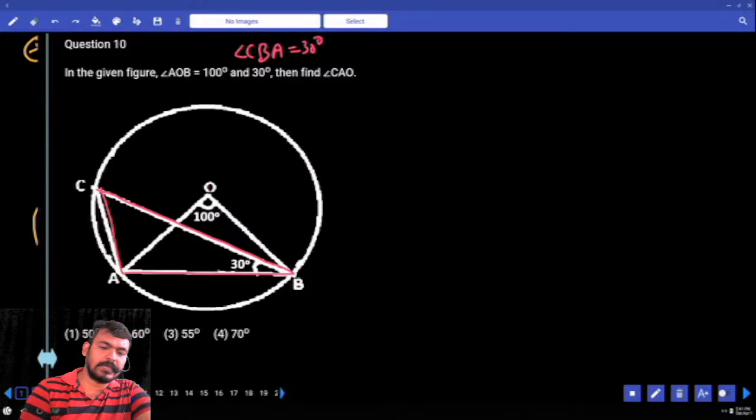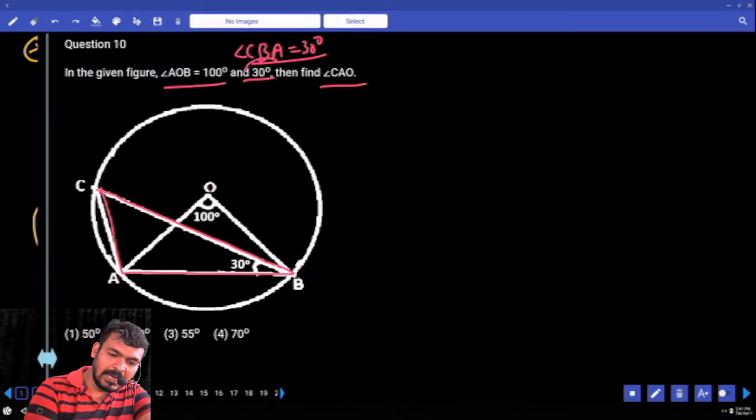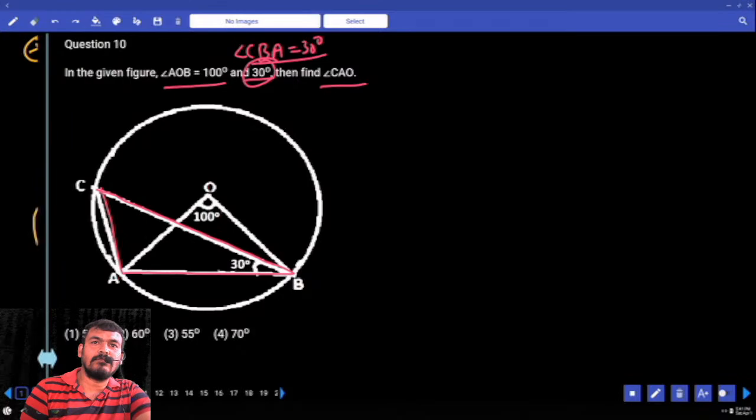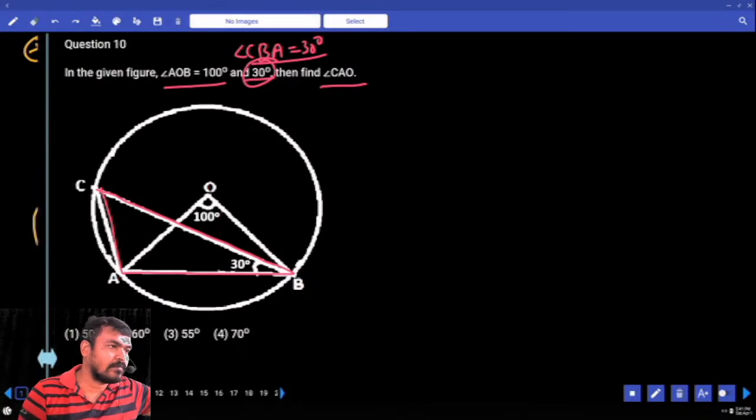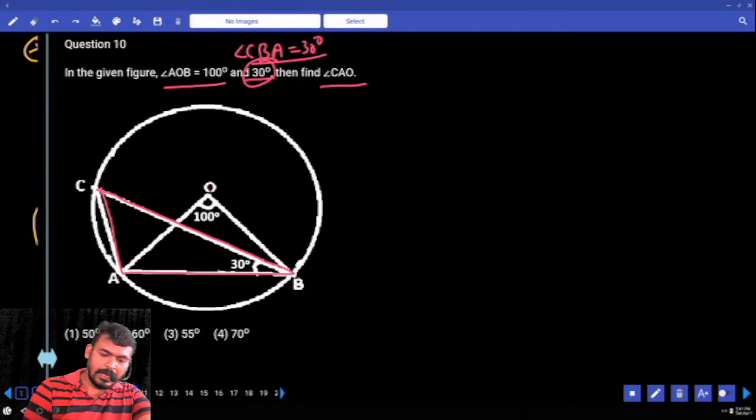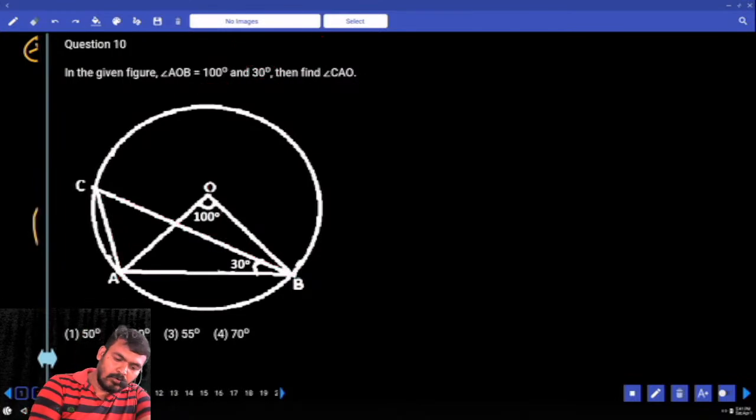Okay, it is a printing mistake. It is angle CBA equal to how many degrees? 30 degrees. And already angle AOB equal to how many degrees? 100 degrees, sir. We required which one? Angle CAO. 30 is given. There is no clarity here, but in the diagram it is given clearly. CBA, what is the angle? 30 here. And here OA and OB are radius, sir.